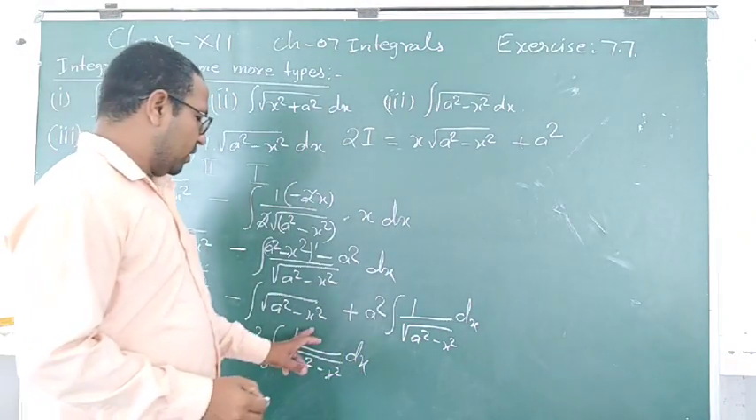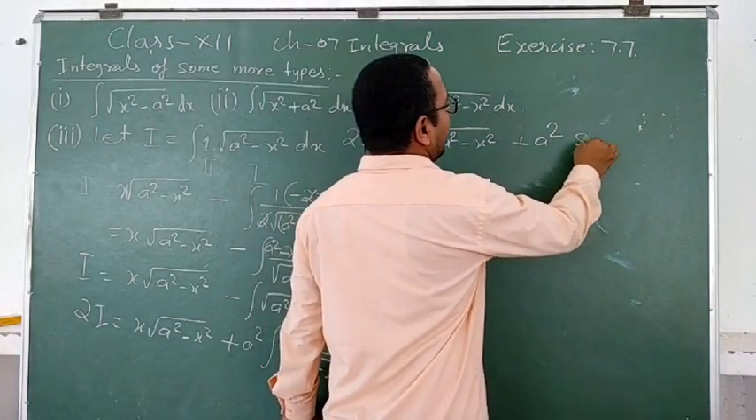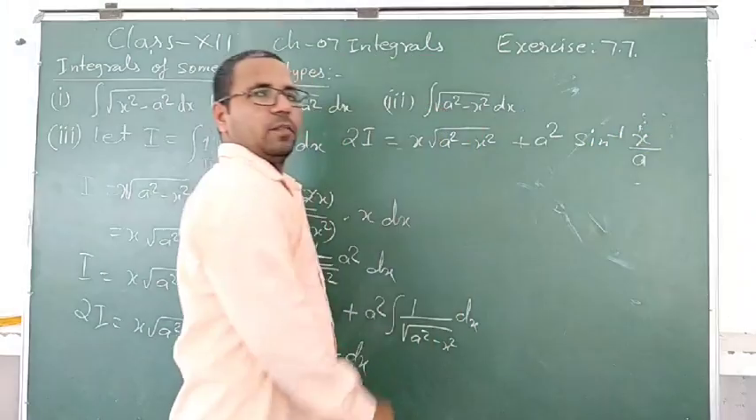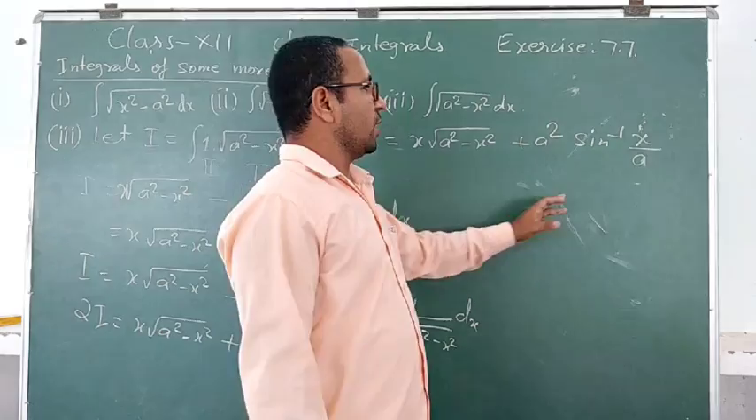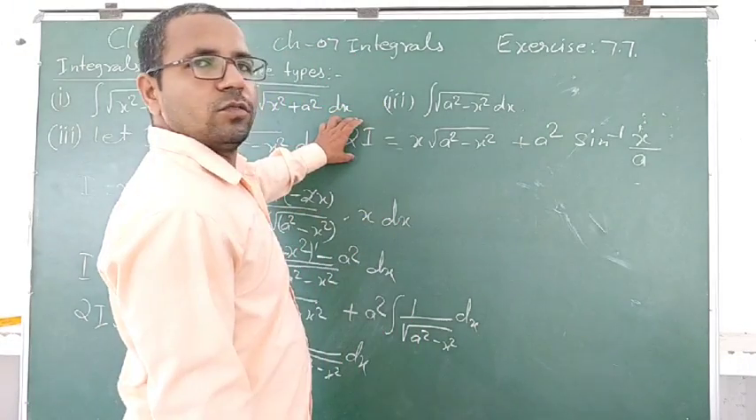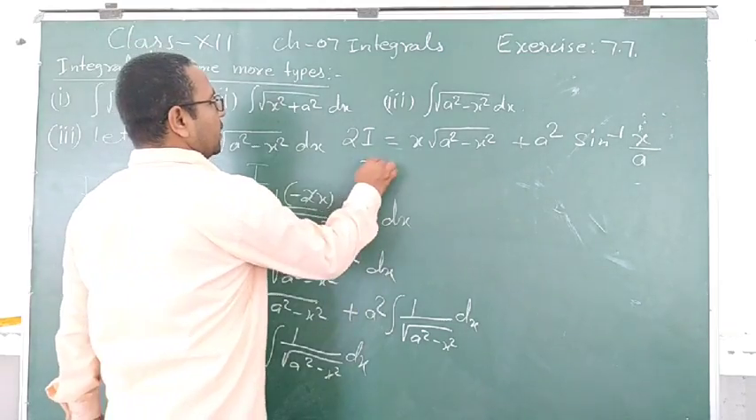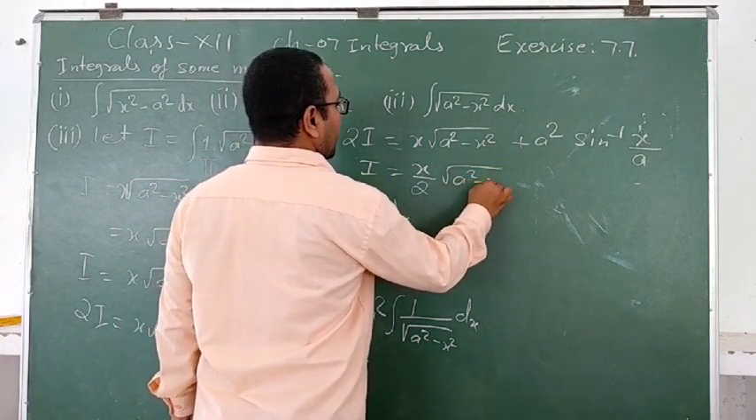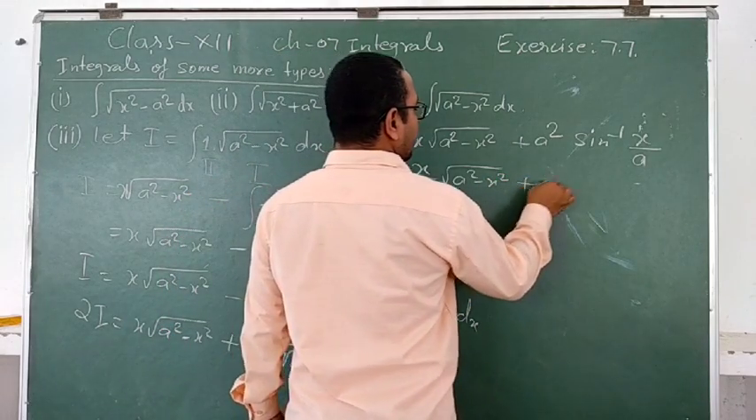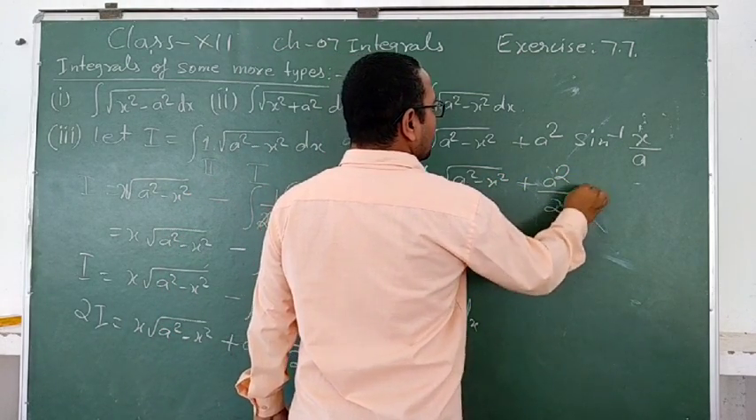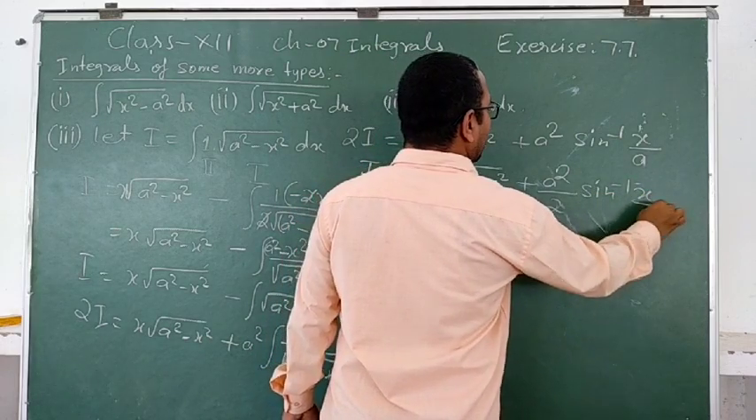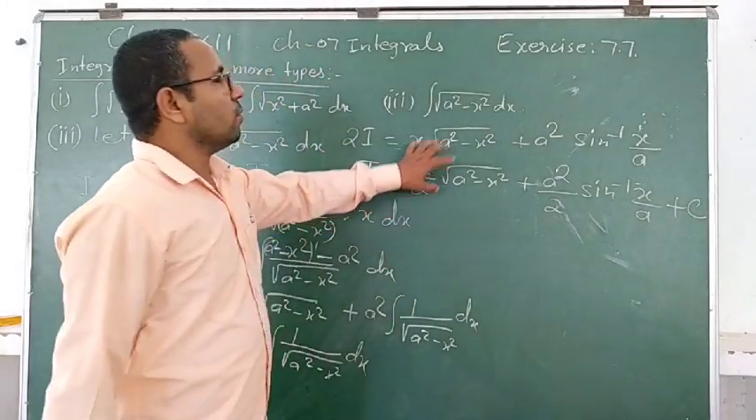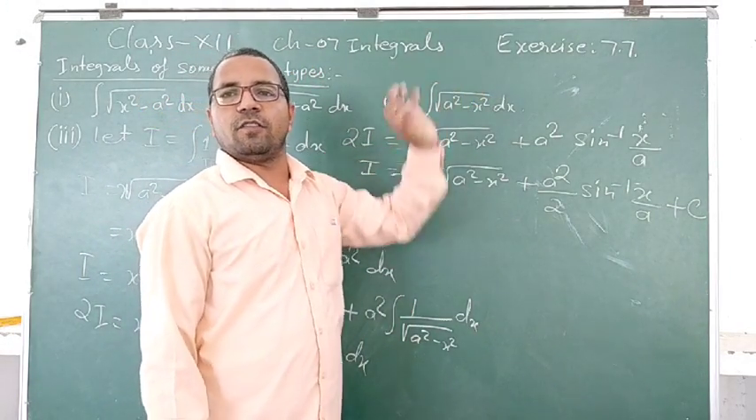So the integral of this one will give you sine inverse x by a. This one is the formula, so we will use it. Now removing these two, it will go in the denominator. So I is equal to how much? x by 2 root a square minus x square plus a square by 2 sine inverse x by a plus c. So this one is the formula for this particular integral.